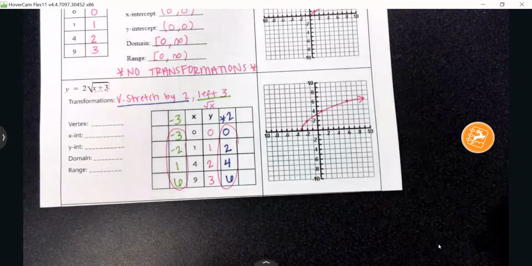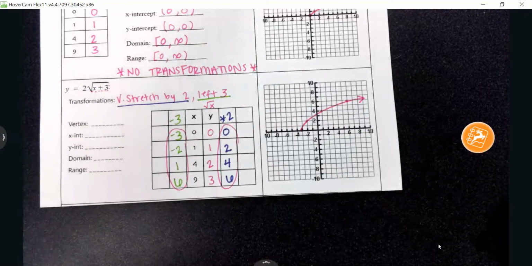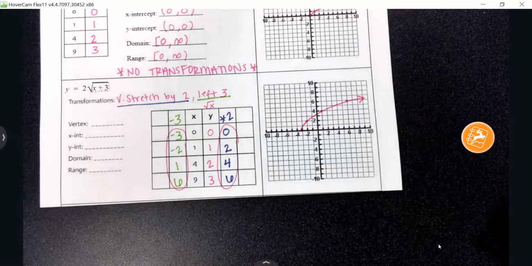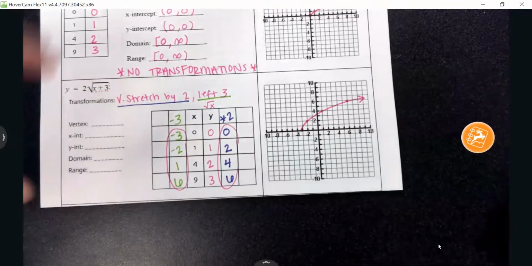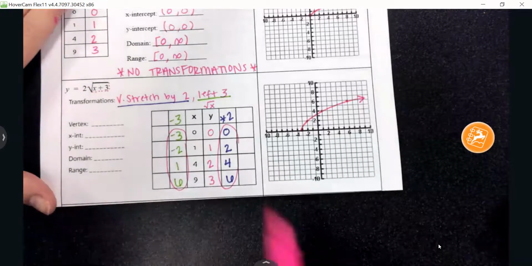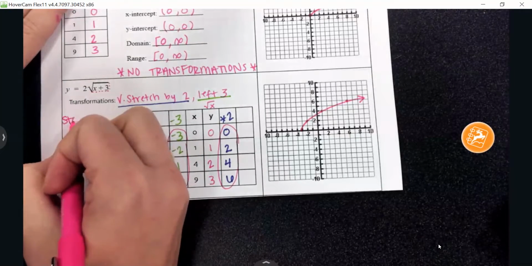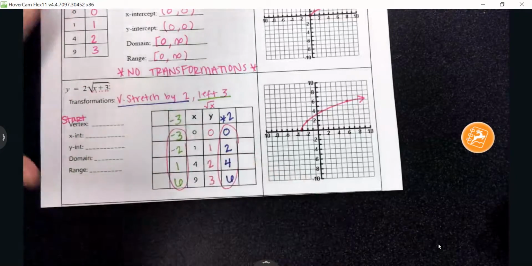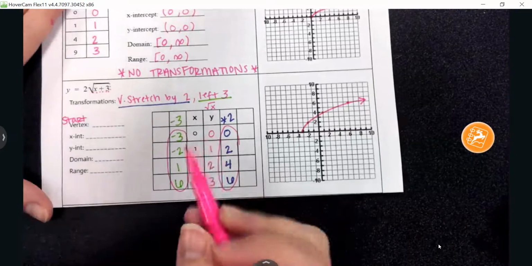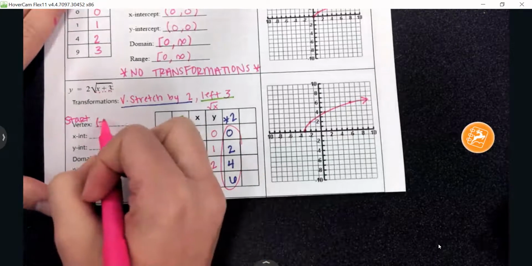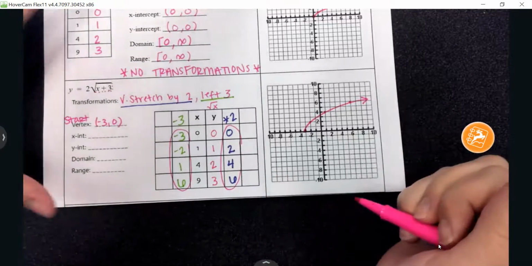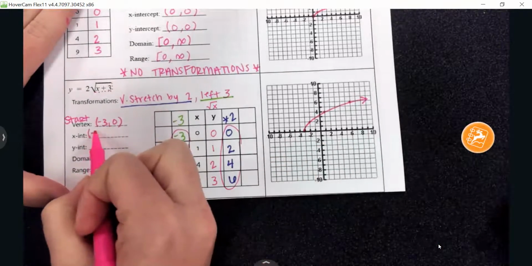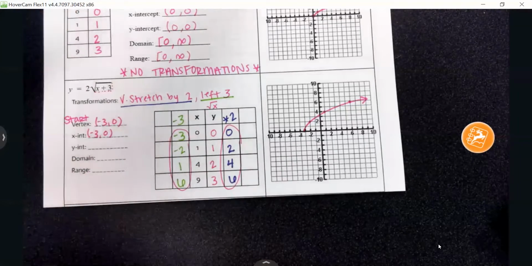Why does it look like my graph got taller? Because it had a vertical stretch. Very good. Let's go fill out my information. I can call it a vertex or I can call it a start point. What is that point going to be? -3, 0. Put the chair on the ground. Thank you. What's my x-intercept? -3, 0. Very good.